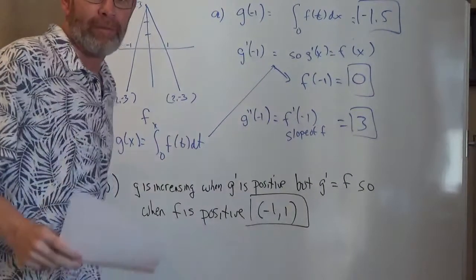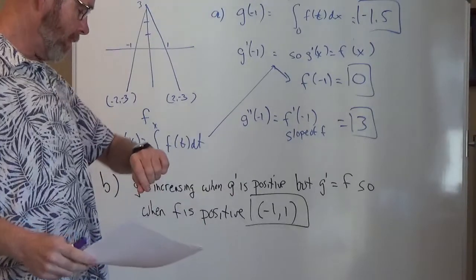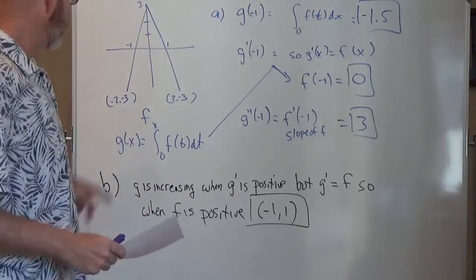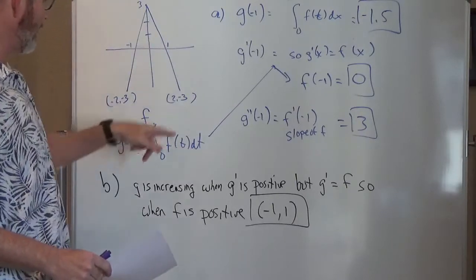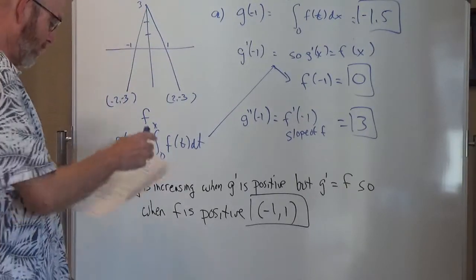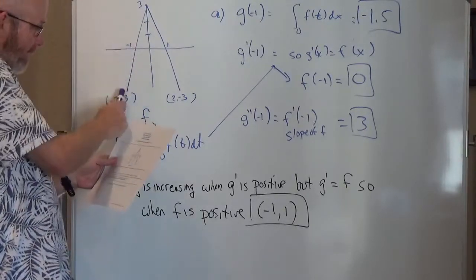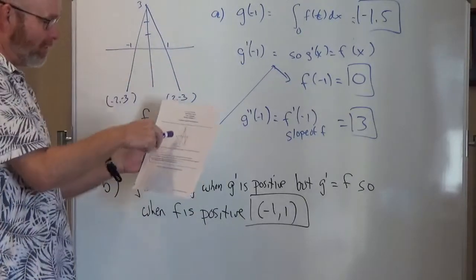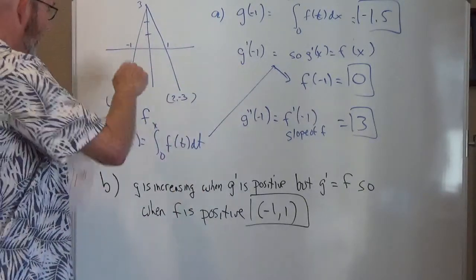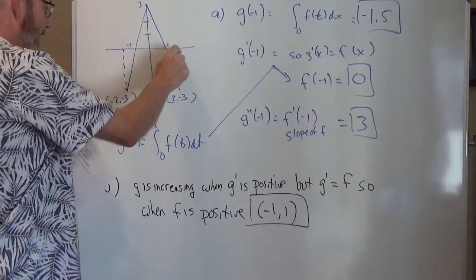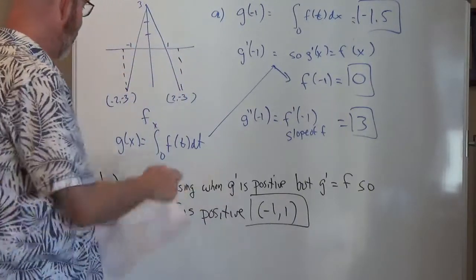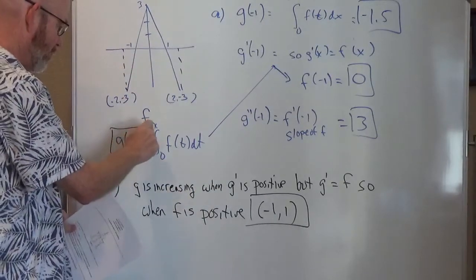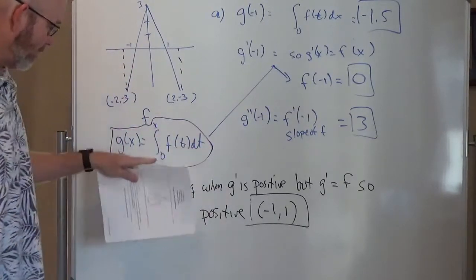Okay, this is the first problem from, I guess it's April 2nd's homework. We have a little graph of f, a little triangle here. Sorry about those lines on my paper. Those lines were actually what someone wrote to help them see that area under the curve, which we're going to need in just a second.